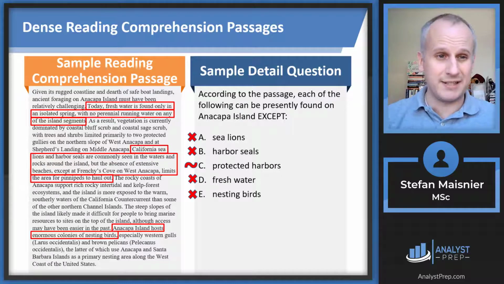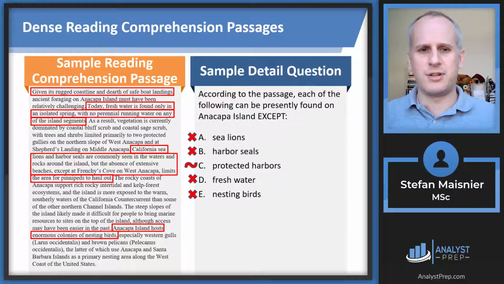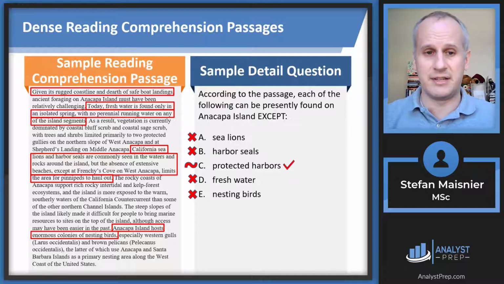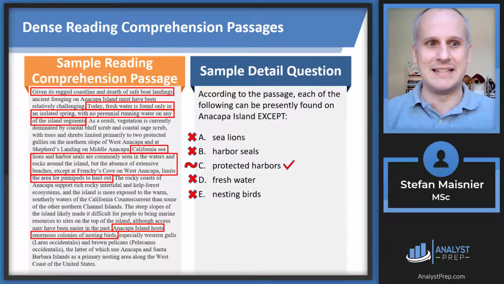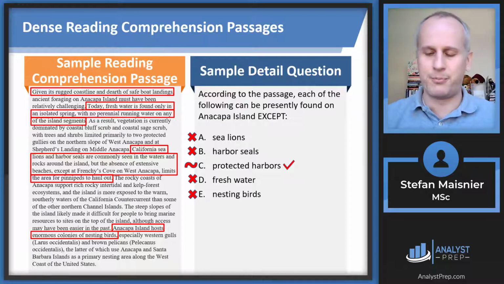Now, for protected harbors, we'd select this if it were the exam, but just to prove out that it was mentioned, in the very first sentence, it says, given its rugged coastline and dearth of safe boat landings. So that means that there are not, in fact, protected harbors, so we'd select that option confidently if we remember that piece. But again, they like to use an unfamiliar paraphrase, and that's how you protect yourself against just eliminating something that you're like, I didn't see that. That's not a good reason to eliminate on this exam. So we'd hold protected harbors and ultimately select it.